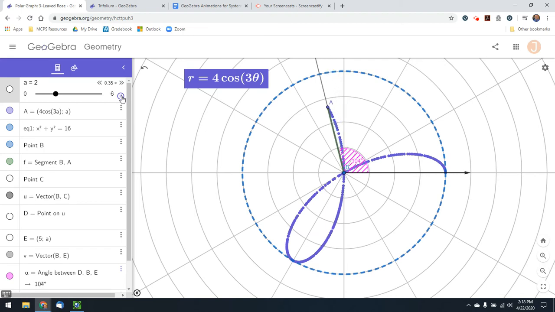I'll let it keep going just so you see the full graph. Between 90 and 150 gives you that other petal. And between 180 and 360, it's actually going to trace the graph completely a second time. Cool stuff.